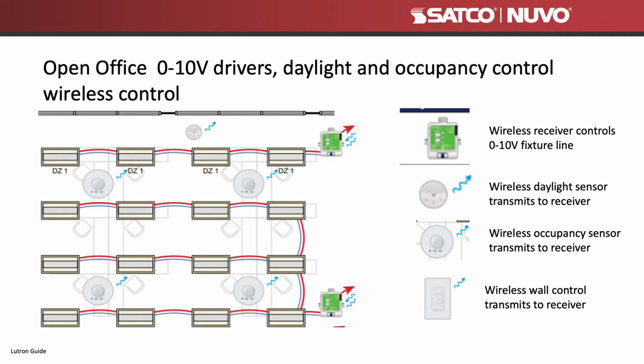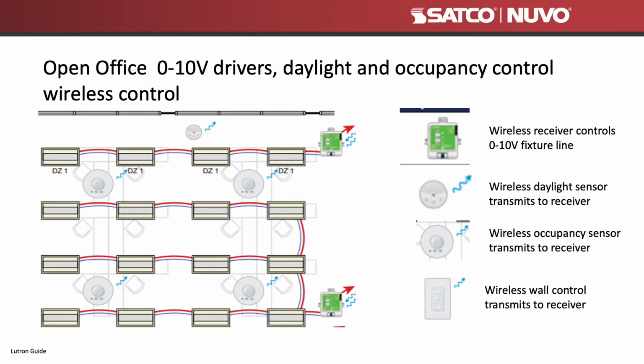If there's no occupancy, you can dim it down to 10%. If there is occupancy, you can raise it to 80 or 90%. This office also has a daylight sensor. So for the offices near the window, if you have a lot of daylight or a lot of sunshine, you don't need as much light in that first row.